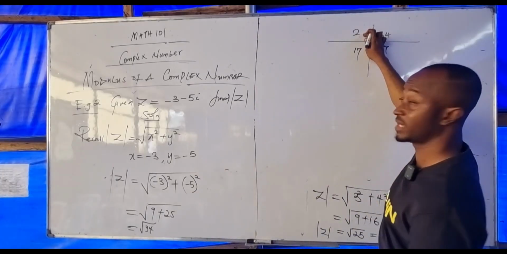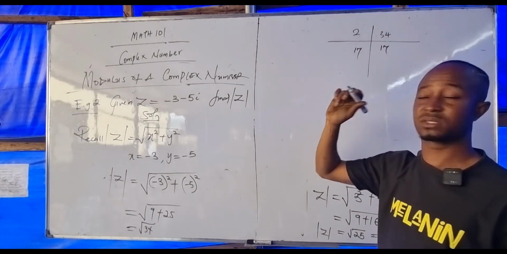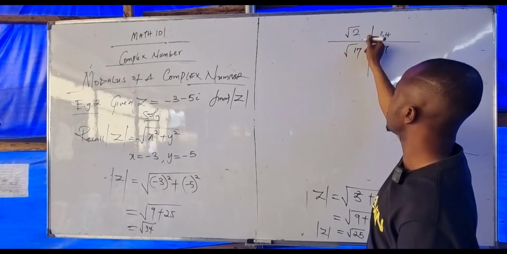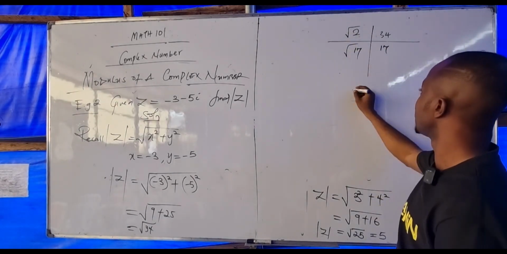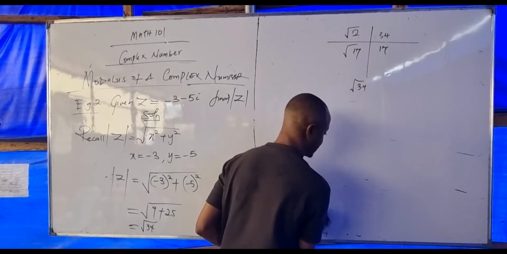Because 2 only appears what? Once. What about 17? Only appears what? Once. So I'll just put my root. So root 2 times 17 is what? Root what? 34. Let me give you another example to explain what I mean by this.